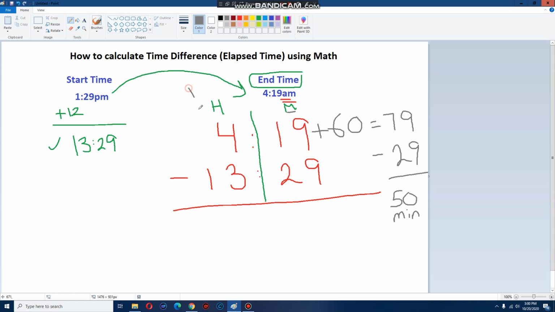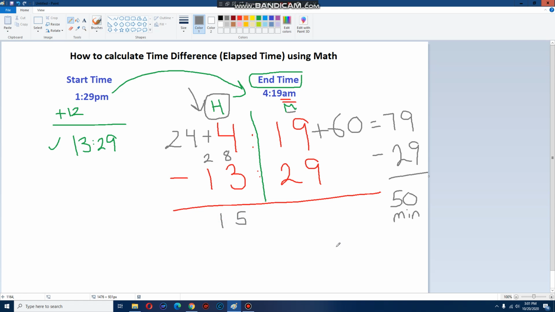Now let's go to the hours side. Uh-oh, we've got a problem. 4 minus 13. I can't do that. So we need to make 4 the bigger number. Now take a look. We're at the hours side. How many hours are there in a whole day? Well, 24. So why not add 24 hours plus 4? That'll definitely give me a bigger number because 24 plus 4 is 28. And when I minus 28 minus 13, I'm going to get 15.